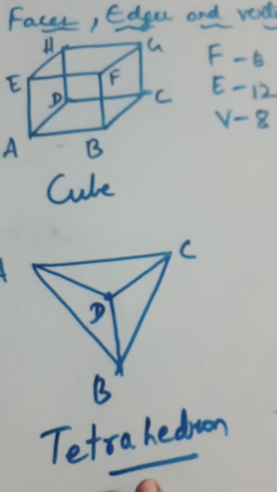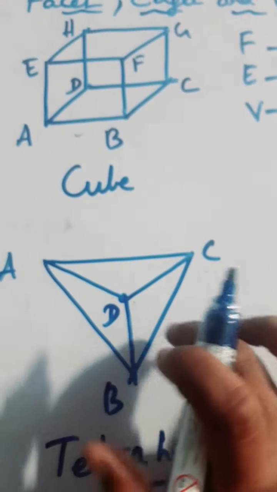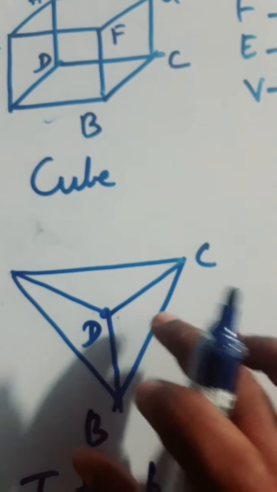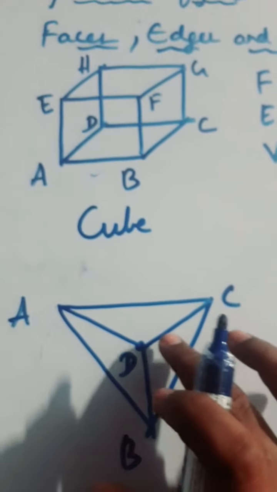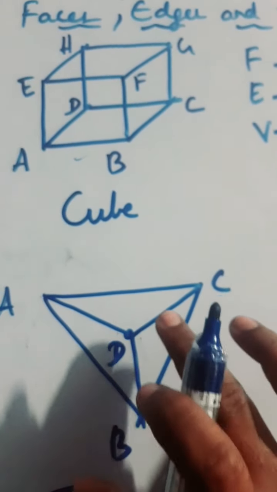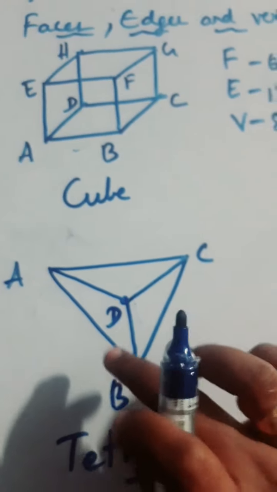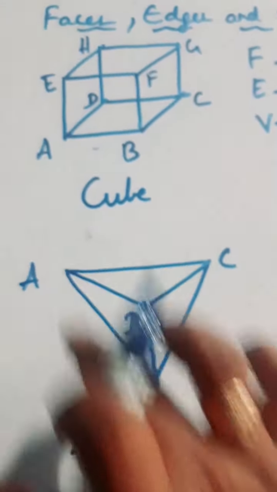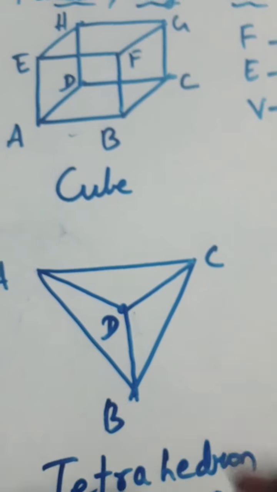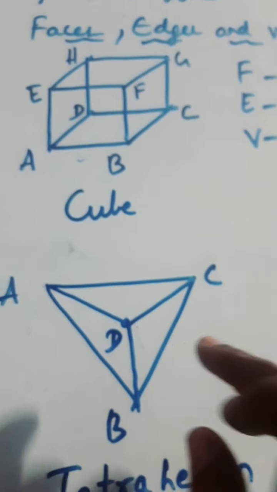Here in a tetrahedron we have 4 triangles, children. A tetrahedron is a solid which has 4 faces as triangles, children. Here you can see the tetrahedron ABCD. Now, how do we count the number of faces of the tetrahedron?